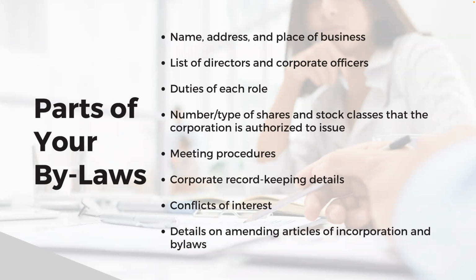Your bylaws should include the following: name, address, and place of business, list of directors and corporate officers, duties of each role, number and type of shares and stock classes that the corporation is authorized to issue, meeting procedures, corporate record-keeping details, conflicts of interest, and details on amending articles of incorporation and bylaws.